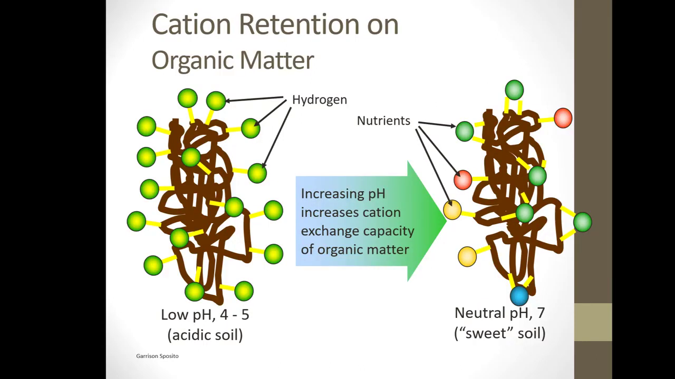pH is important too, because if you look at this low pH on the left, only hydrogen's being retained, and really what you want are to retain some of the nutrients. So you definitely need to increase the pH if you want more nutrients available to the plants.